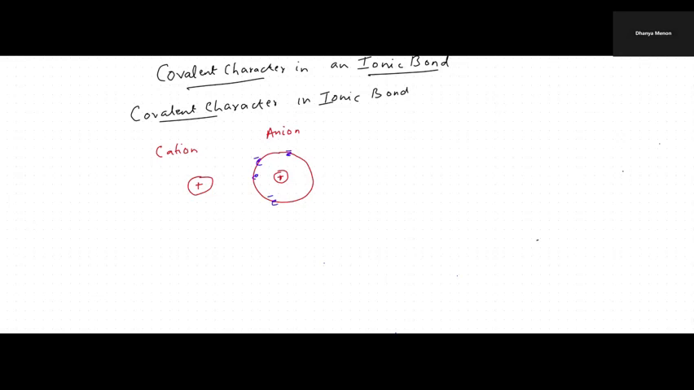Okay, so it so happens that the positive charge of the cation, or the nucleus of the cation, attracts the electrons of the anions. They will attract the electrons of the anion, and it appears that the negative charge is concentrated at one corner of the anion. Okay, and the spherical shape of the anion distorts.